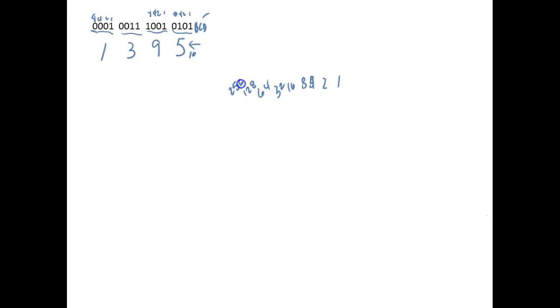128, 256, 512, 1024, 4096. I went too far. So this is the best we can do. And then what am I going to do? I'm going to subtract this from that.